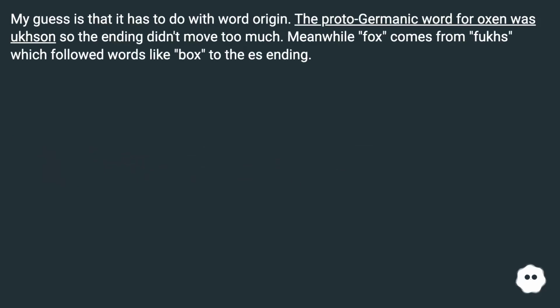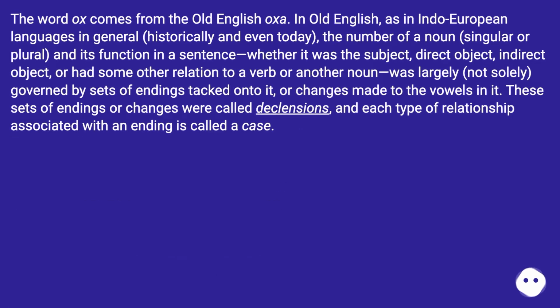My guess is that it has to do with word origin. The proto-Germanic word for oxen was ukhson, so the ending didn't move too much. Meanwhile, fox comes from fuchs, which followed words like box to the es ending. The word ox comes from the Old English oxa.